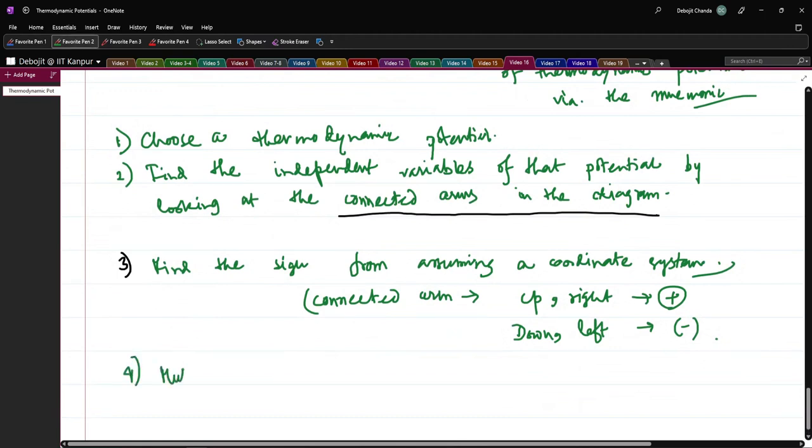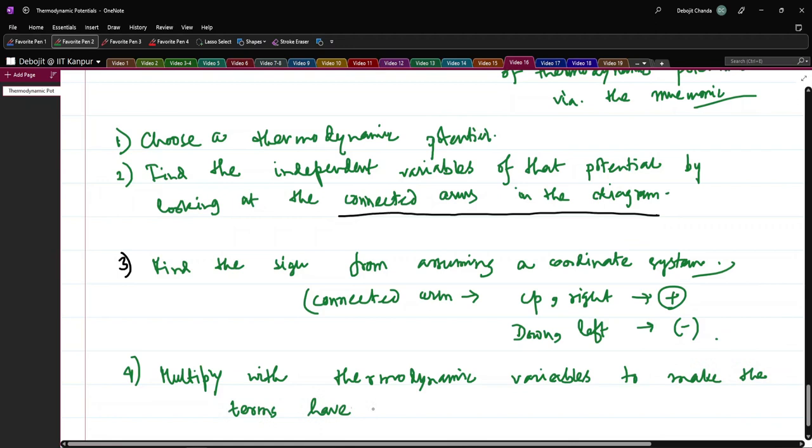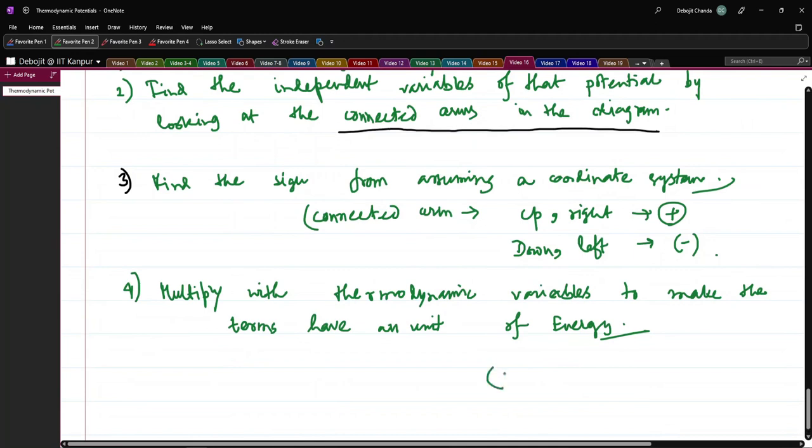And finally, multiply with thermodynamic variables to make the terms have a unit of energy. So P will go with V. If there is dP term, then we'll multiply V. And similarly, S will go with T. So if there is dS term, we'll multiply it with T. And if there is dT term, we'll multiply it with S.